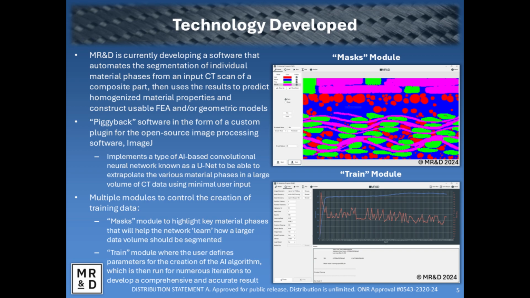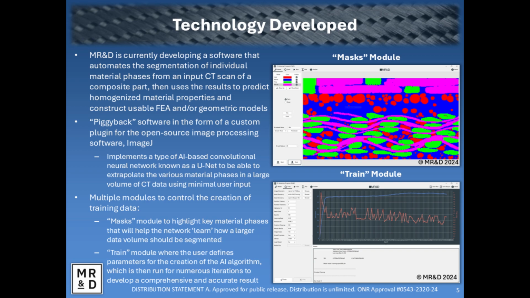The first one is called the Mask module, shown in the top right image, where the user can use simple painting and grayscale thresholding tools to specify distinct material phases for a small subset of CT data. For example, out of a large CT data set of 1,000 images that they wish to analyze, the user could pick out 10 to 20 distinct images to manually specify the material phases to train the software.